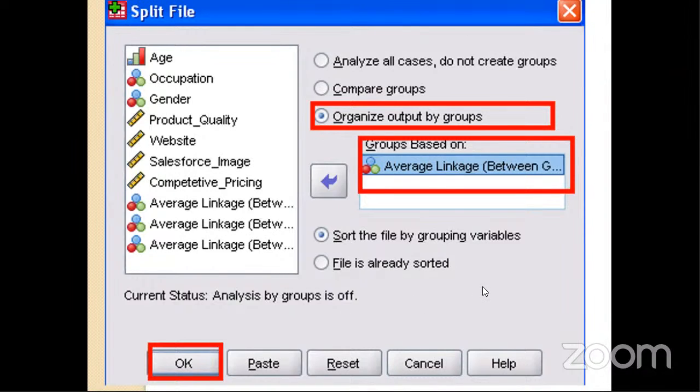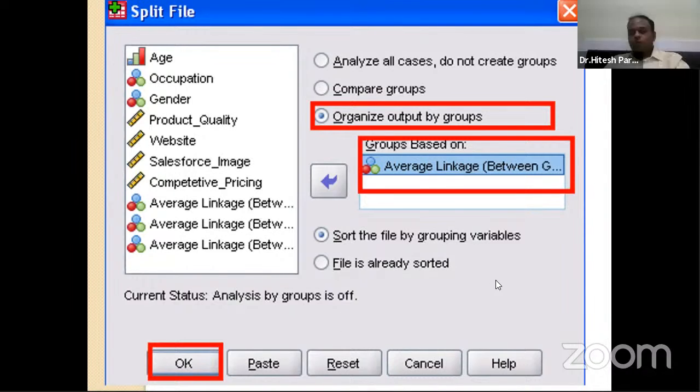Just give OK. So what you have done? You have given a command so that your output will be split by these two clusters, so that your understanding will be better and decision making will also be better.